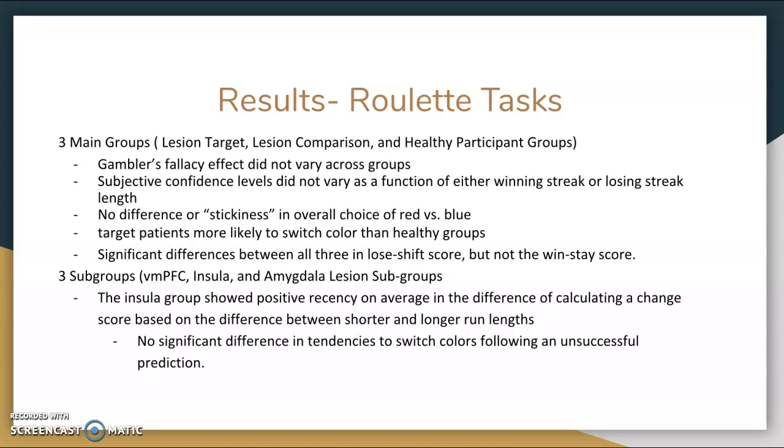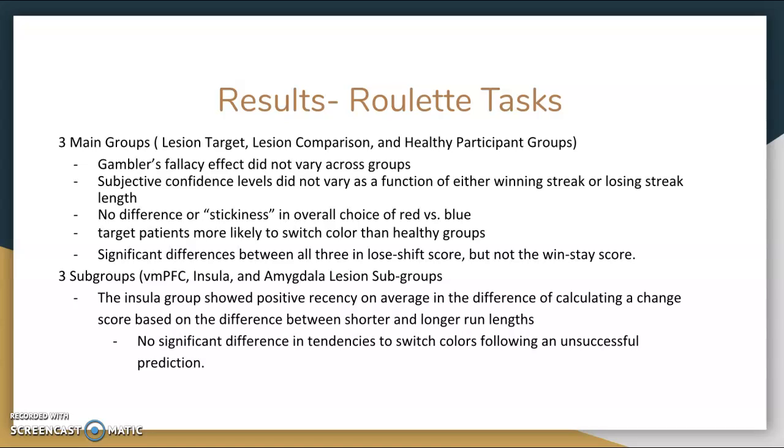So if we look at the roulette results in the three groups, we found that the gambler's fallacy effect didn't seem to vary across groups. They all had it. Subjective confidence levels did not vary as a function of either winning streak or losing streak length, and there tended not to be a difference or tendency to stick to one color versus the other in overall choice between red versus blue.